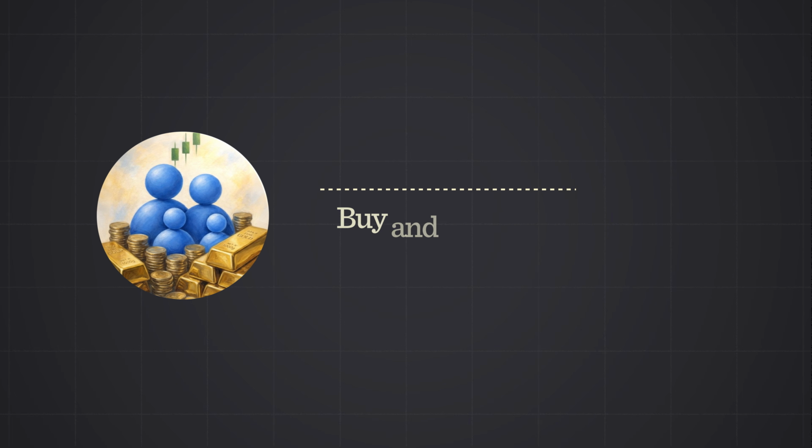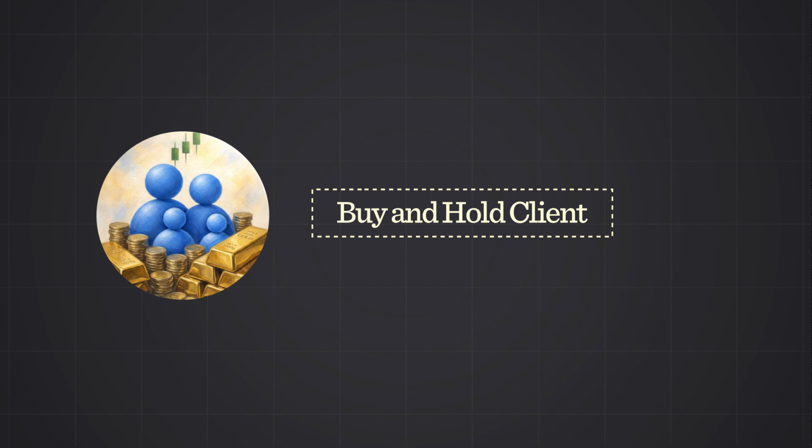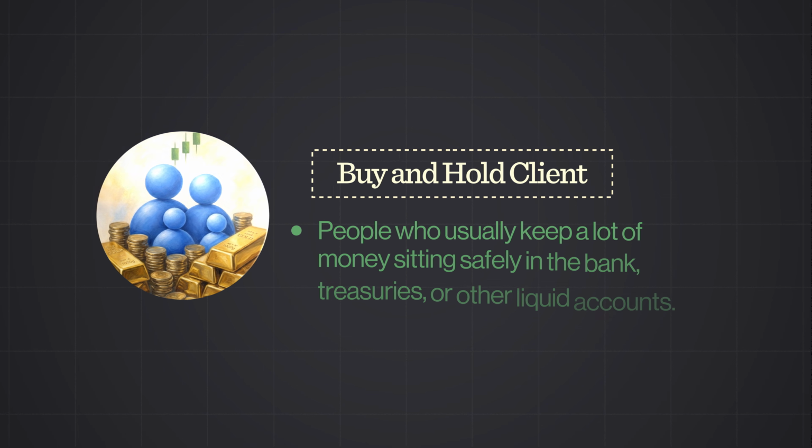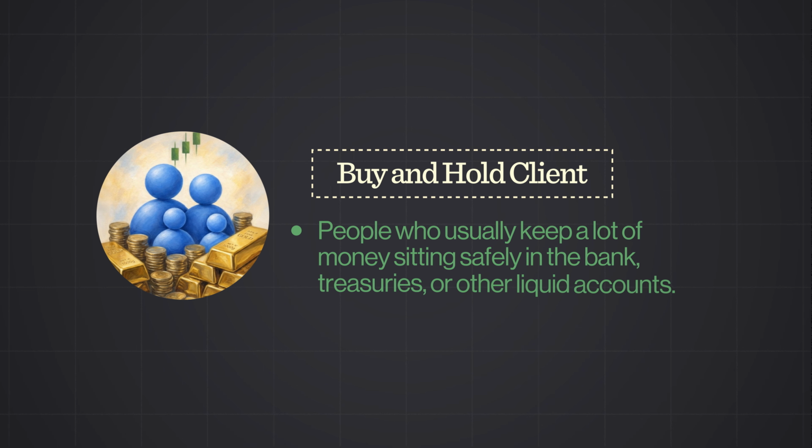99% of the clients I work with get life insurance for the cash value, not the death benefit. There are two main categories I put my clients in. The first is what I call a buy and hold client. These are people who usually have a lot of money sitting in the bank, maybe it's in treasuries, or accounts that are safe or relatively liquid.